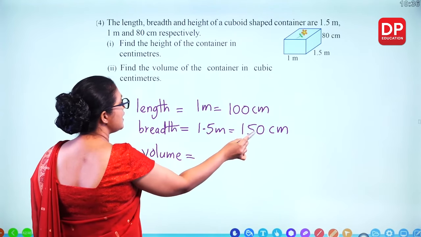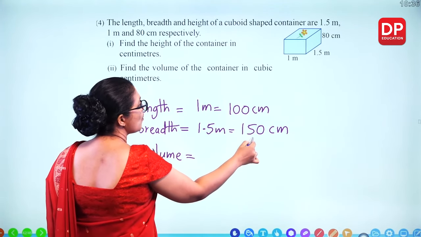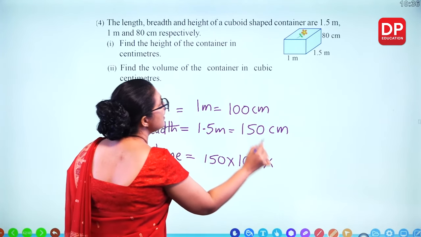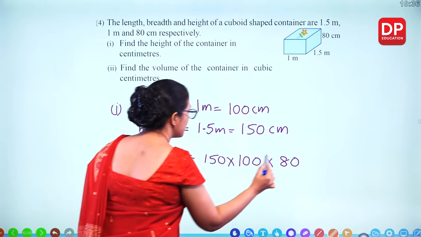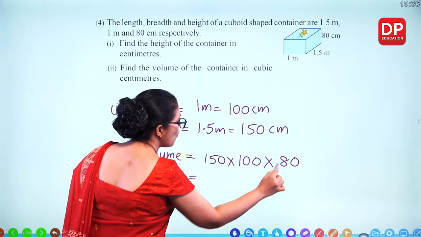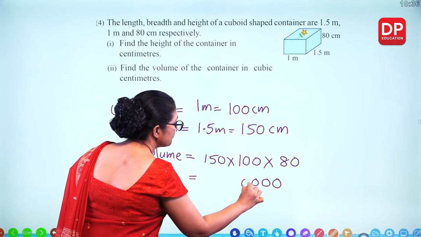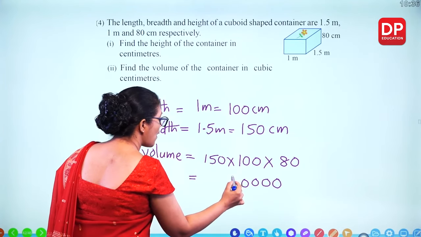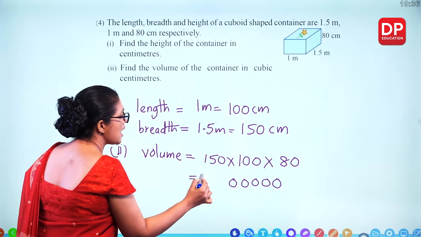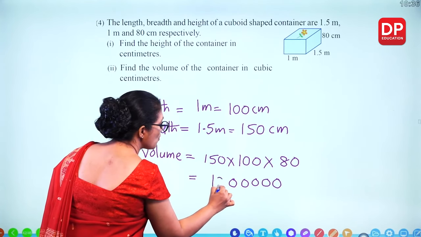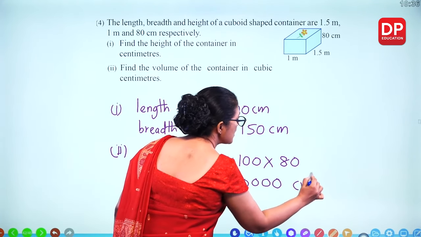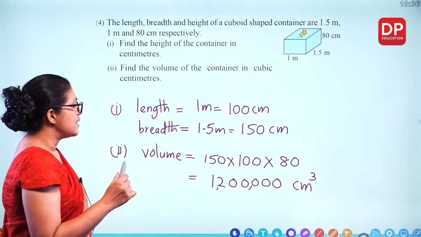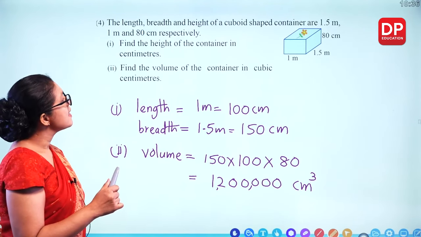We can take length as the bigger one. So 150, 100 into height. Height is 80. 1, 2, 3, 4 zeros. And multiply by 15 times 8. 8 times 5, 40. 4 remaining. 8 times 1, 8 plus 4, 12. This is in cubic centimeters. So how do you read this value? 1,200,000 cubic centimeters.